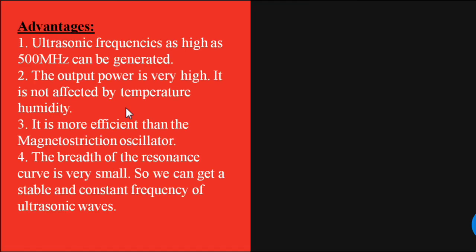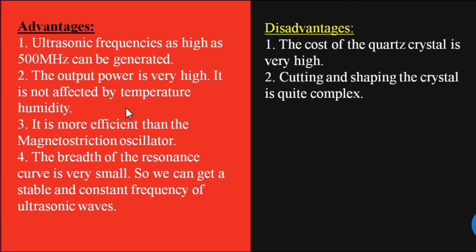Now, advantages of the piezoelectric oscillator. By using this piezoelectric oscillator, we can produce ultrasonic waves of a frequency up to 500 megahertz. The output power is very high and is not affected by temperature and humidity. It is more efficient than the magnetostriction oscillator. The bandwidth of the resonance curve is very small, so we can get a stable and constant frequency of ultrasonic waves. And the disadvantages are, the cost of the quartz crystal is very high.